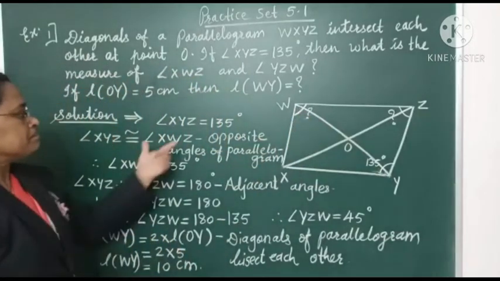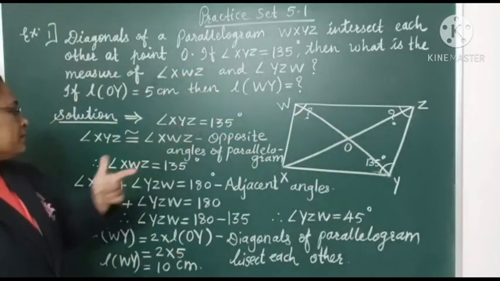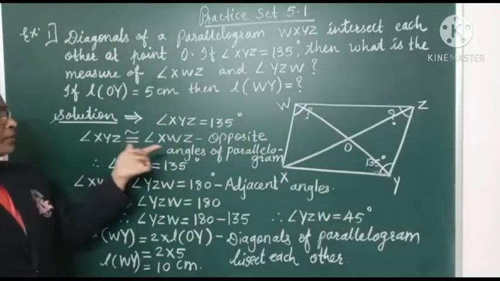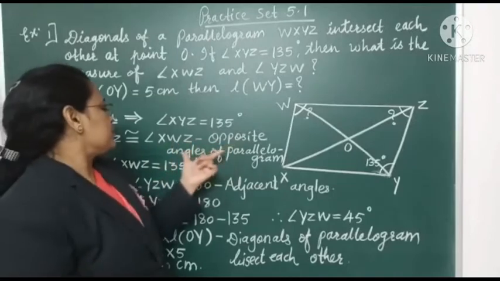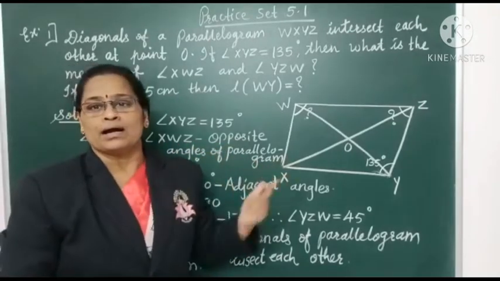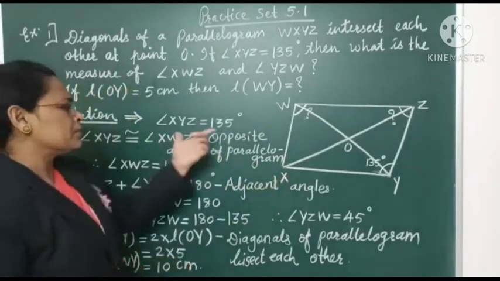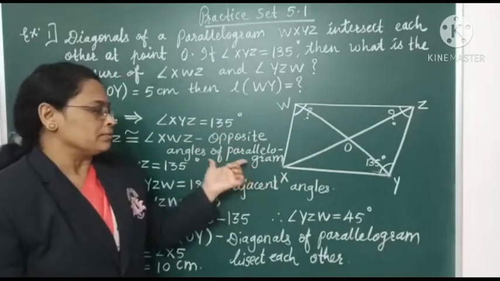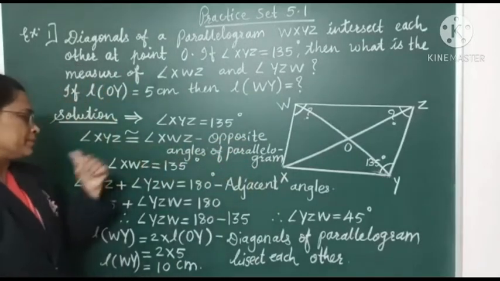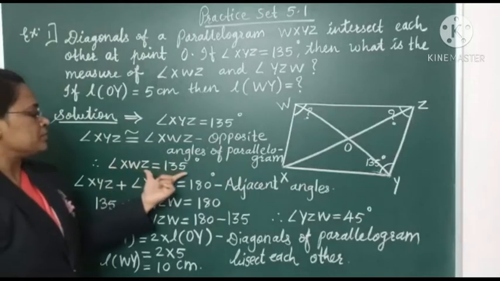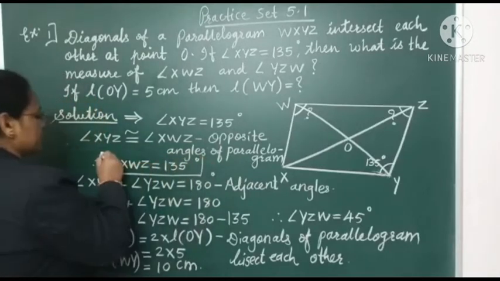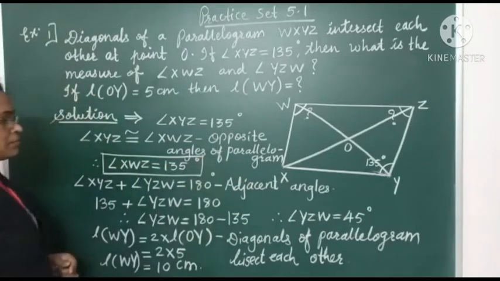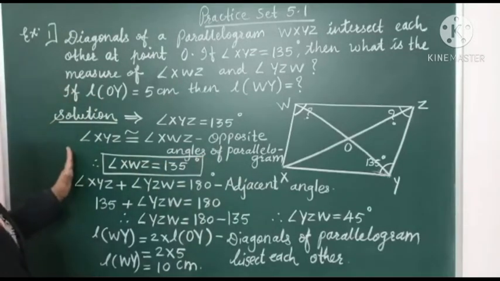Therefore, we will write here angle XYZ is 135 degrees, angle XYZ is congruent to angle XWZ. The reason we write is: opposite angles of a parallelogram are congruent. So angle XWZ is also 135 degrees. So here we have found the measure of one angle.